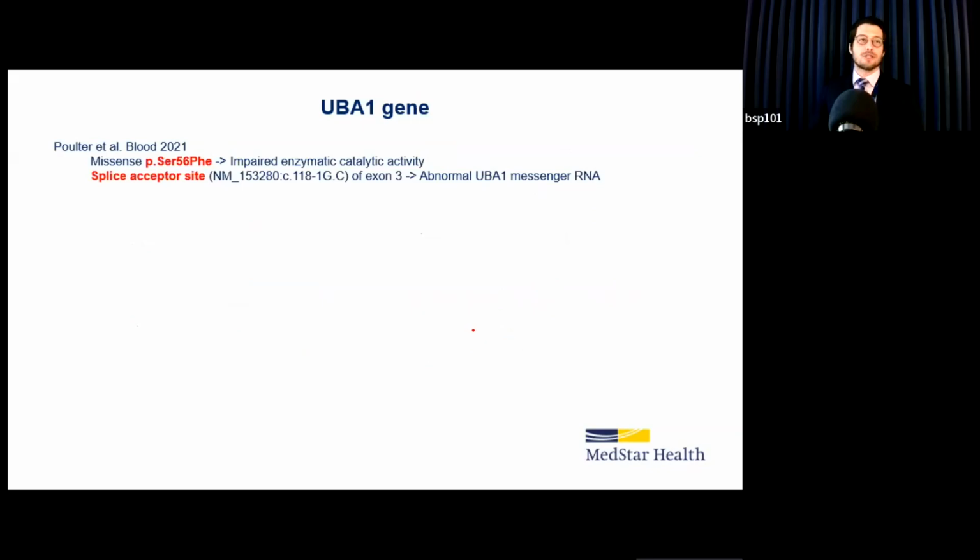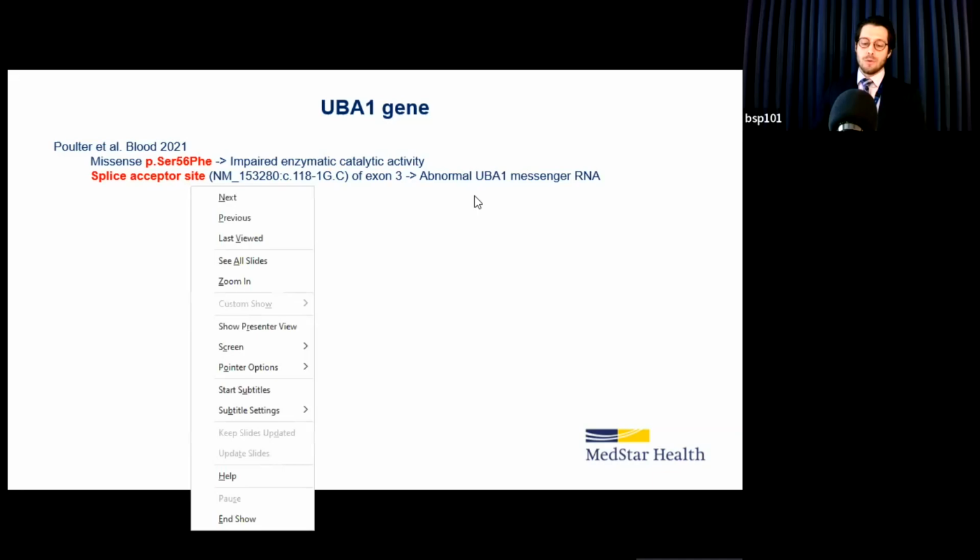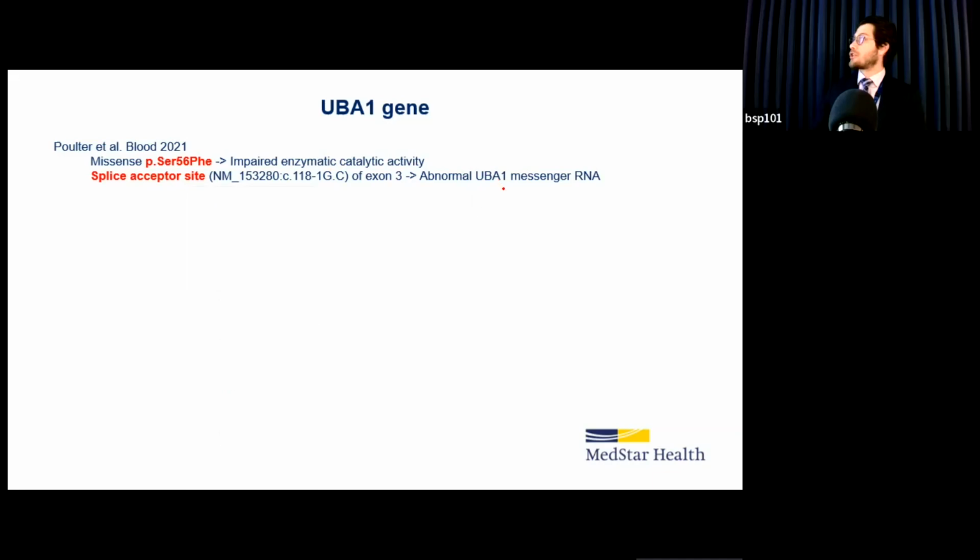Then, after the first 25 patients were originally described, other authors have found other mutations that also interfere with the UBA1 gene, but with a different mechanism. But they ended up leading to the same clinical manifestations. So this group in France, for example, found a missense mutation in a different codon that also leads to impaired enzymatic catalytic activity of the cytoplasmic enzyme, and another mutation in the splice acceptor site that leads to abnormal UBA1 messenger RNA.